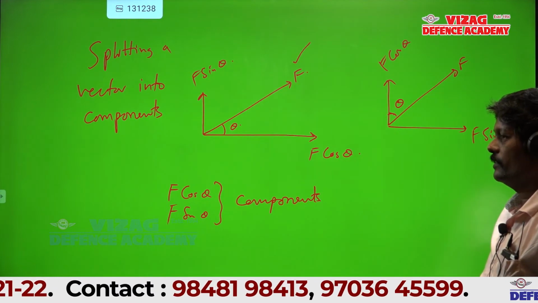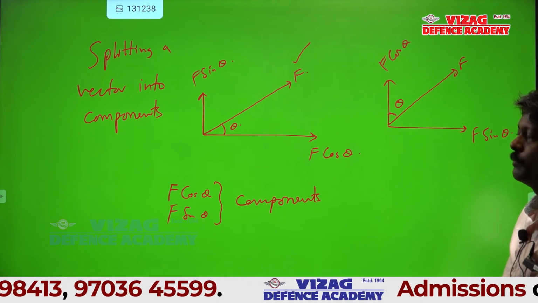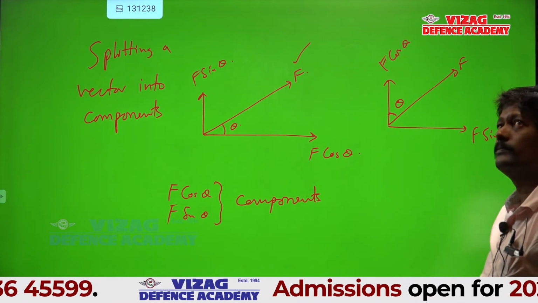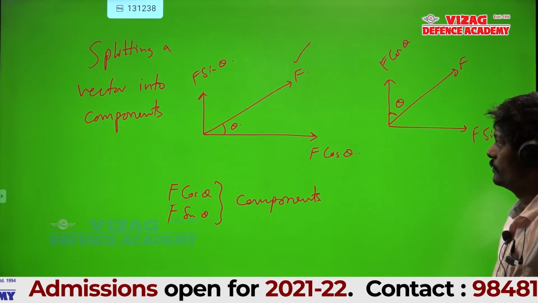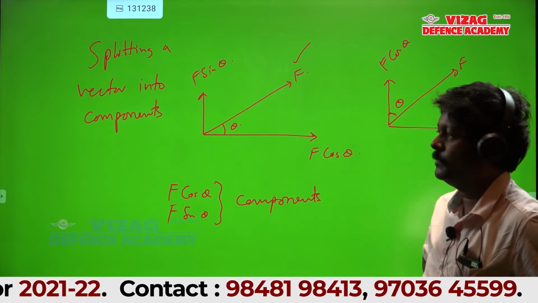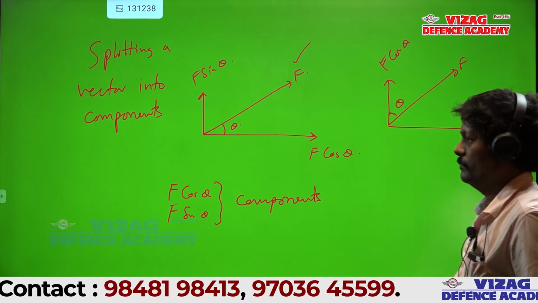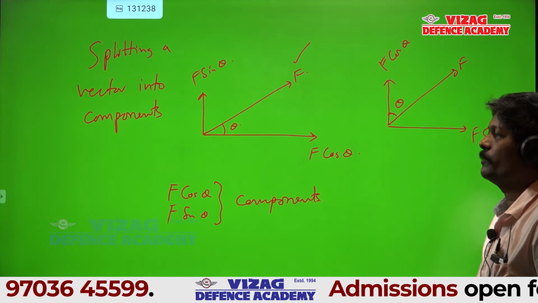Once you know that, I will give an example, then you will understand how to make the problem easier. It was 37. So, Gautam, tell me, why do we split a vector? 90 minus theta. To make the problem easy, very good.